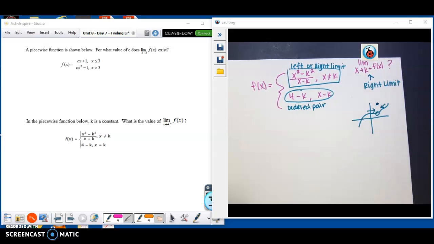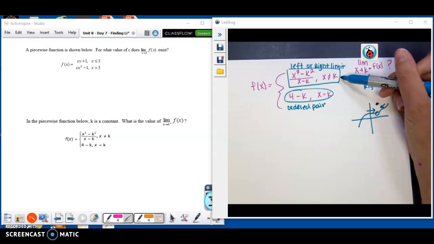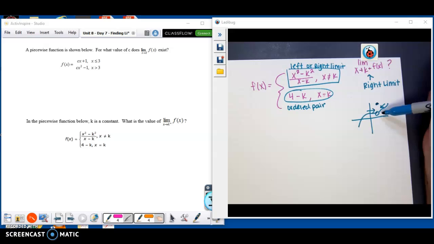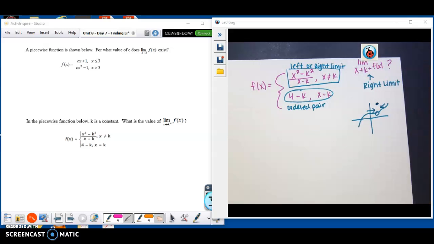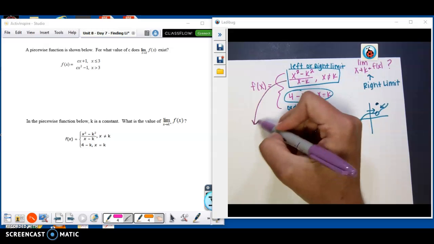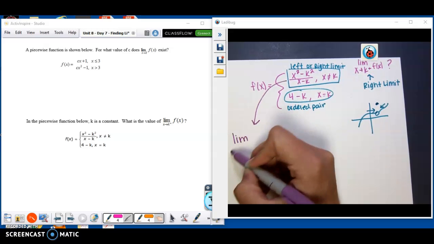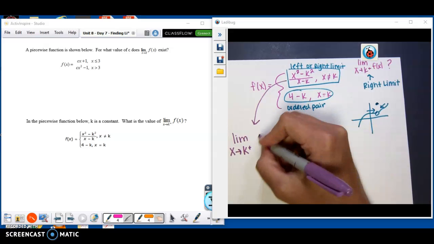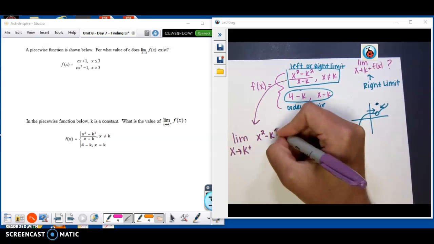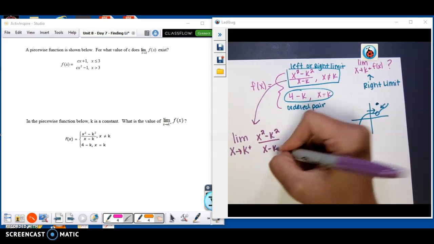Okay, so it's different than the last one. The last one had the less than sign and the greater than sign. This one's saying it's not equal to k, and this one's saying it's equal to k. So we really need to use the one that's not equal to k. So what we're going to do is we're going to come over here. We want to find the limit as x approaches k from the right. Okay, it's not really going to make a difference. Of x squared minus k squared over x minus k.